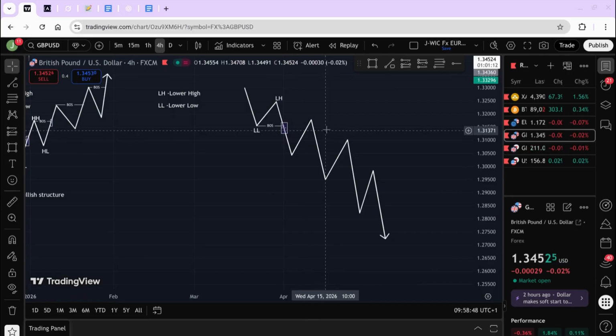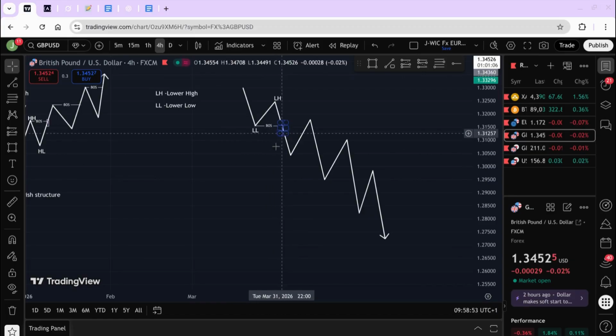If it's a wick, just wait patiently. Don't be in a rush. Don't go into the market at that point in time. If not, you might make a mistake. After that, it pulls back to form a new lower high.